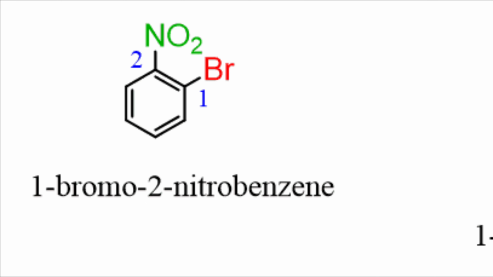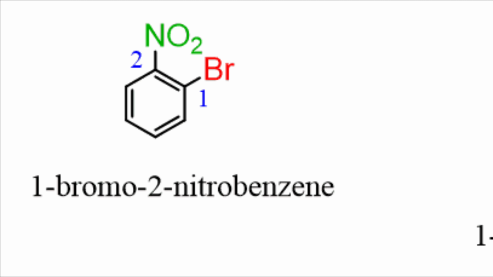In another example, there are two substituents, a nitro group and a bromine atom, on a benzene molecule. Here, there are two different substituents attached to the parent ring. Name them in alphabetical order. So, the bromine atom gets the lowest number and the nitro group gets the second number. So, the compound is 1-bromo-2-nitrobenzene.